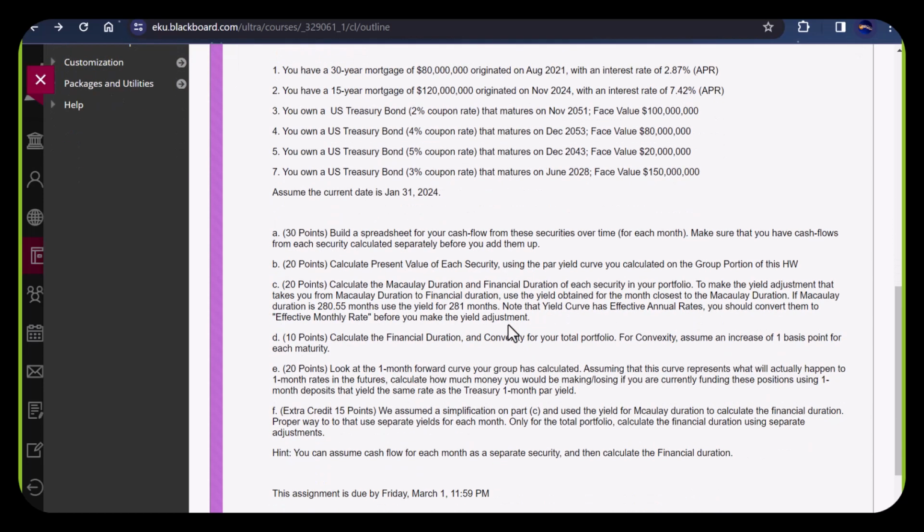So first thing I want you to do is build a spreadsheet of your cash flow for each of these securities. How much do I get on what month? Assume the date today is end of January. So you're not going to go into the year stuff. So 1 month from now would be end of February, so on and so forth.